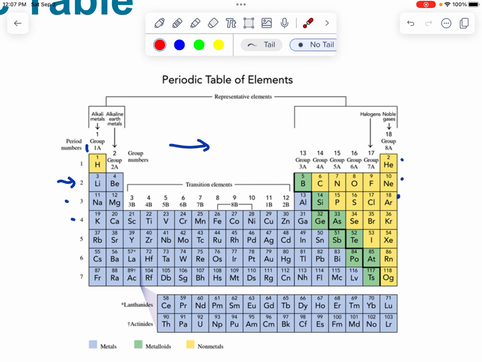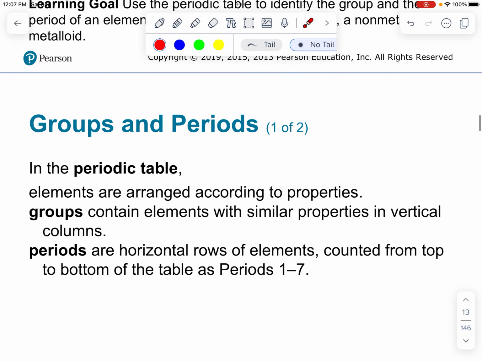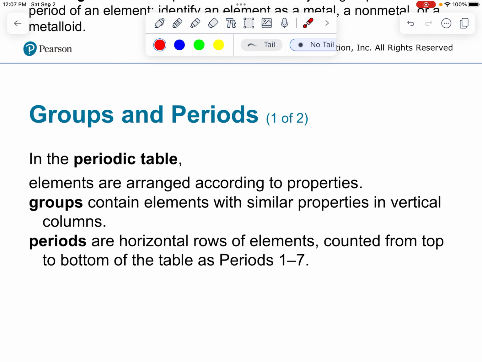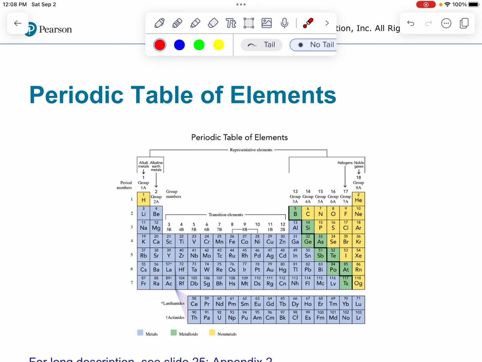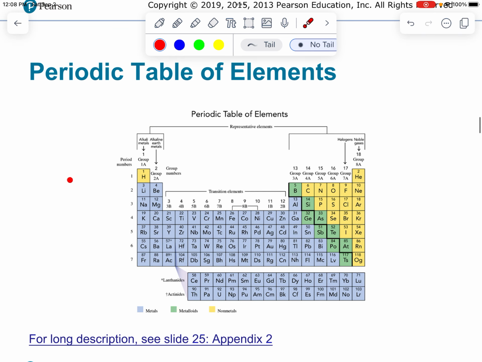Okay, so we're going to look at the periodic table in more detail. So groups and periods. So like I said, the columns are called groups. The periods are the rows. Period 1, period 2, period 3, and so forth.